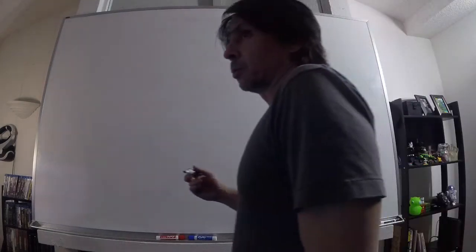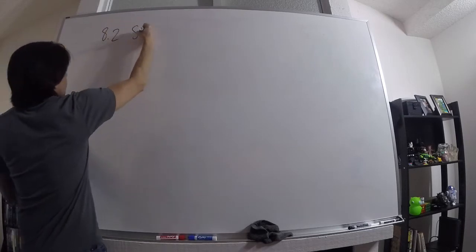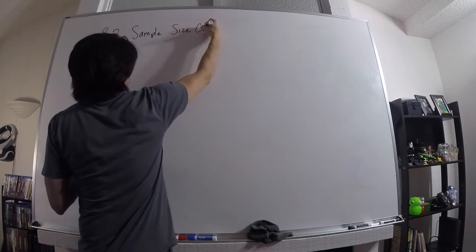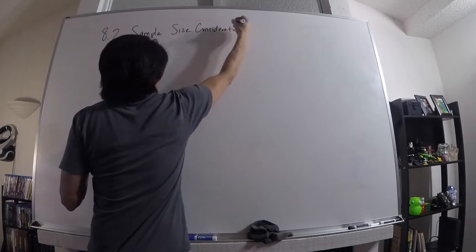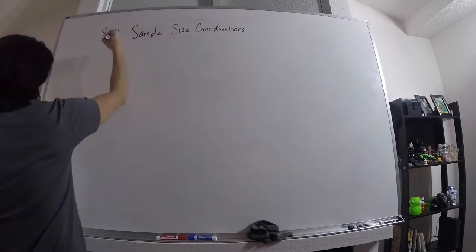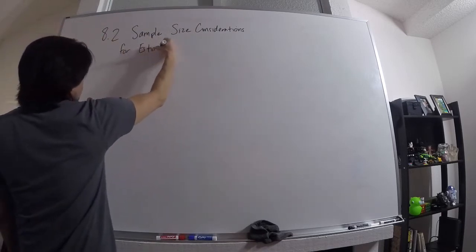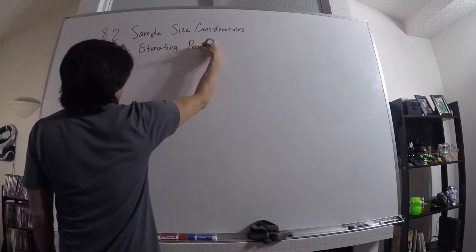Section 8.2 is going to be real quick, like probably the shortest section ever. 8.2 is on sample size considerations for estimating proportions. And estimating proportions is what we did in the last section, 8.1.